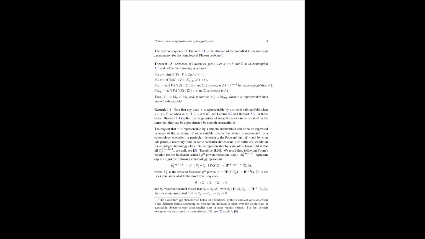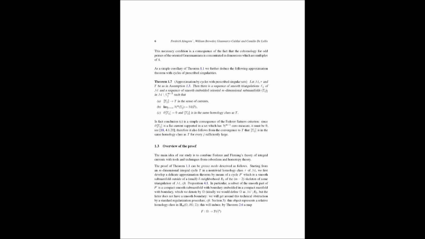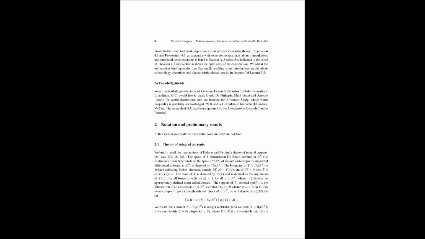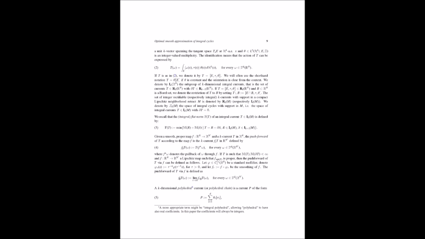So they consider the complement of a neighborhood of the M5 skeleton, denoted as Q, and thanks to lemma 5.1, Q has the homotopy type of an n+4 dimensional skeleton. They then leverage this fact. The Thom space of the universal n-plane bundle is n+4 equivalent to an Eilenberg-MacLane space K(Z, n). This space, remember, captures the nth cohomology group with integer coefficients. Okay, so they're using this equivalence to transfer information about the homology class from A to Q.